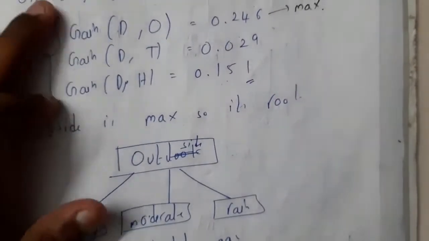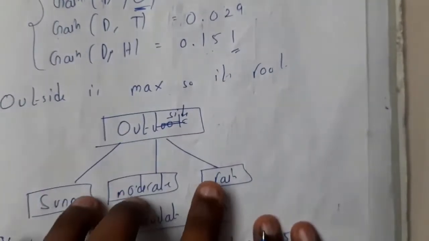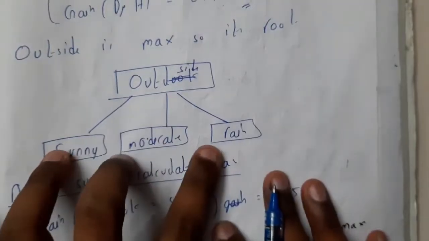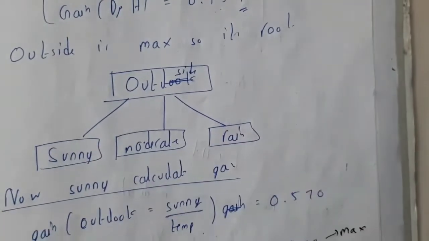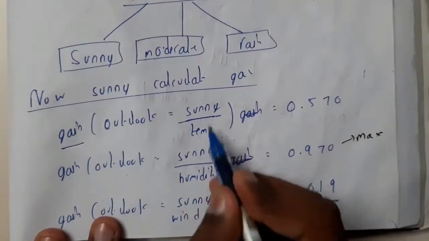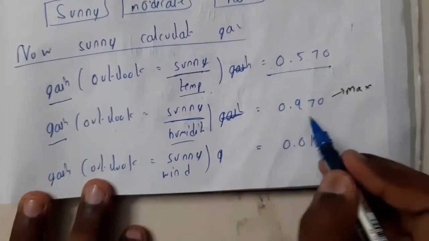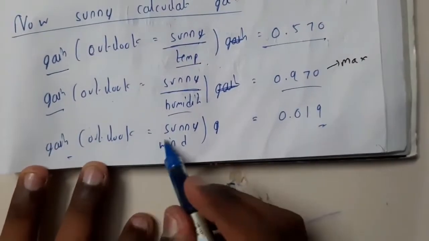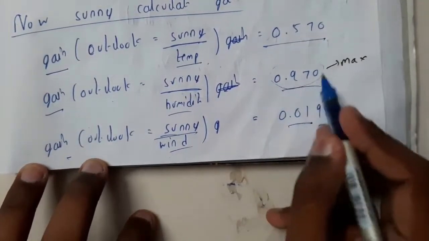So once you got here, the maximum value we got is outside. So outside is divided into 3 types, right? Sunny, moderate and rain. Now you will be further dividing sunny into some other possibilities. Okay. So again, you'll be calculating the gain of sunny with temperature. You got 0.570. Gain with sunny and humidity, we got 0.970. Gain with sunny by wind, we got 0.919. So here we are having the maximum value.